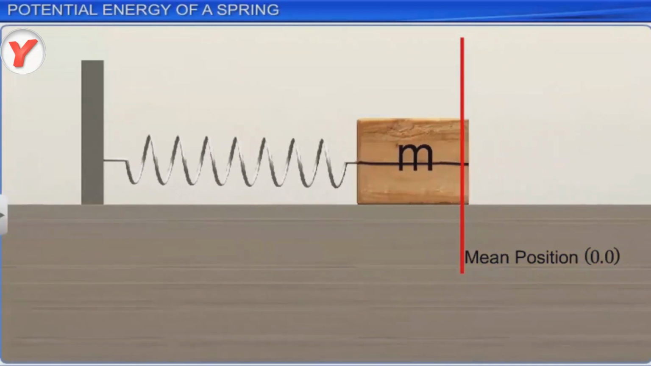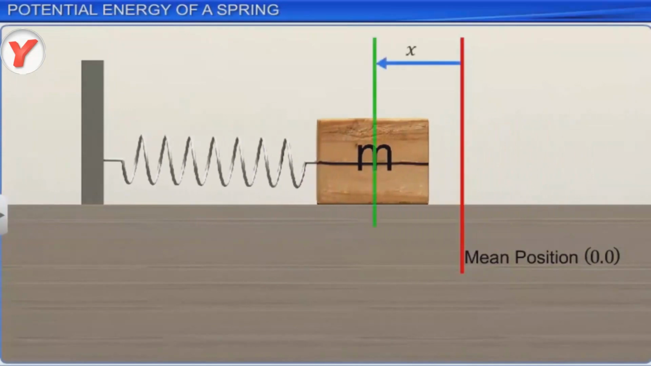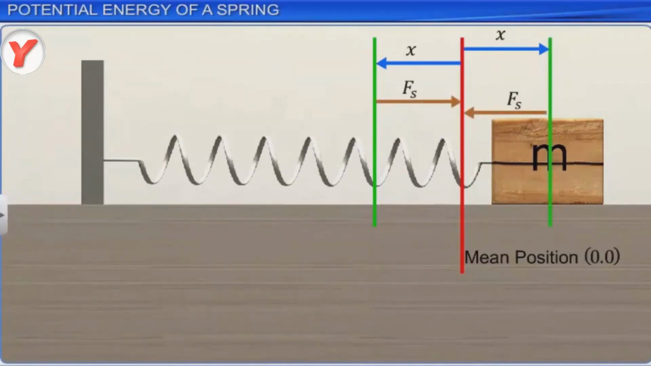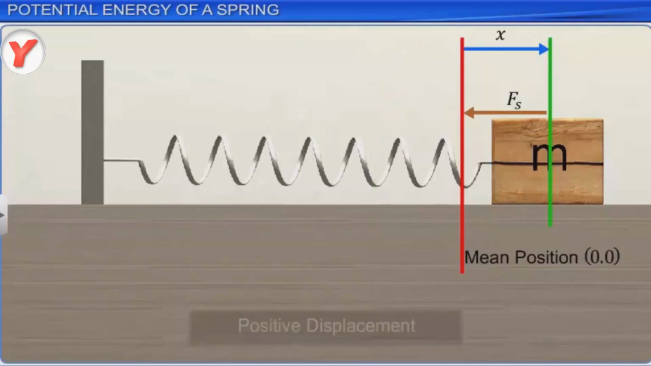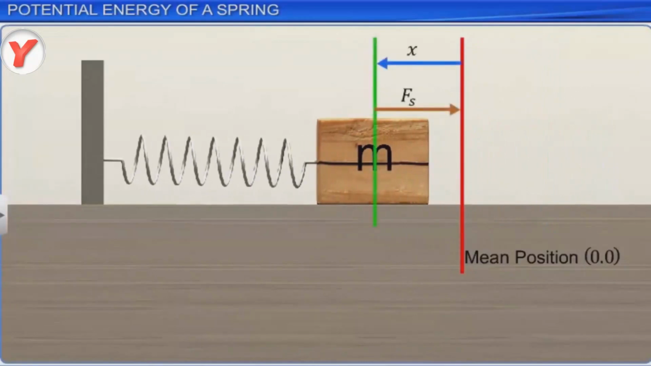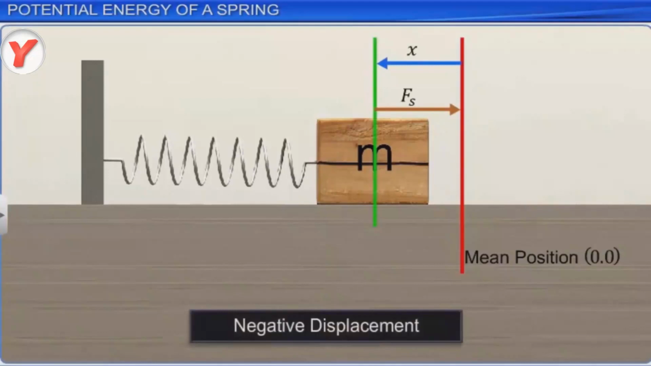You can observe the spring oscillating to and fro from the rest or mean position. The displacement of the block is always measured from the mean or rest position. The spring here is under the action of a variable force, known as the spring force, which always acts towards the mean position or in the opposite direction to the displacement. When the spring is stretched, the displacement is positive. When the spring is compressed, the displacement is negative. The spring force is the restoring force which is responsible for bringing the block attached to the spring back to its mean position.